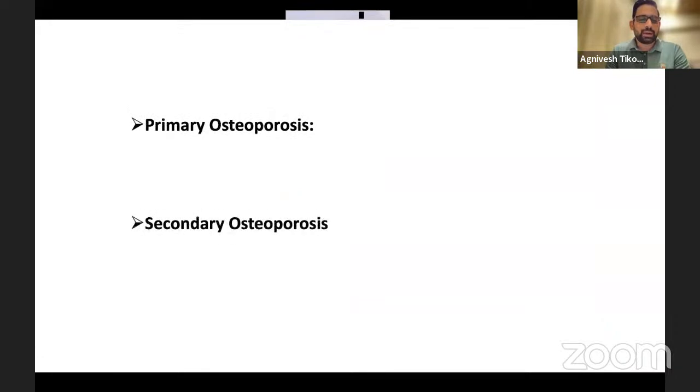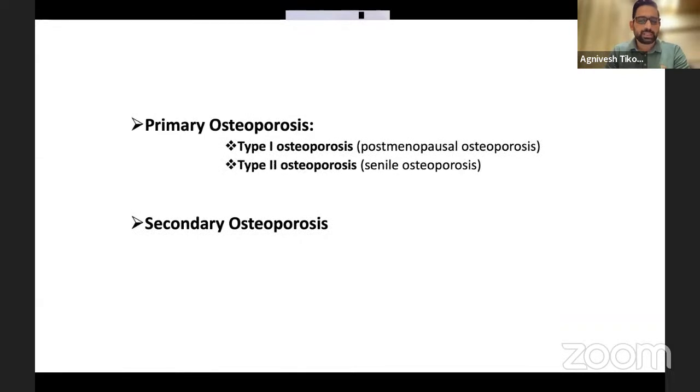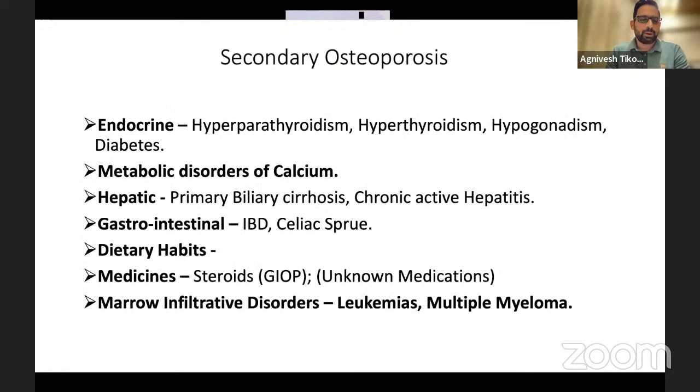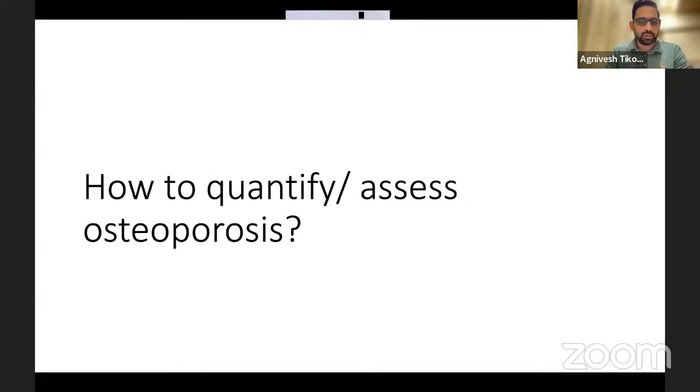Osteoporosis can be primary or secondary. The primary is type 1, which is post-menopausal, or type 2, which is senile. Type 1 primarily affects the trabecular bone, and type 2 primarily affects the compact bone. Secondary osteoporosis can be because of multiple disorders. It's something you should keep in mind if you have an unexpectedly low bone mineral density in a patient. So you should evaluate them for secondary osteoporosis.